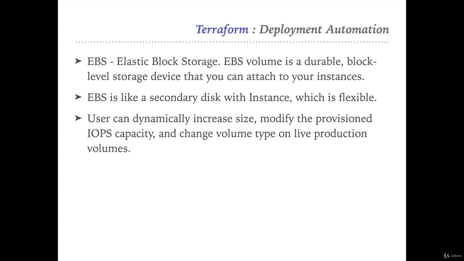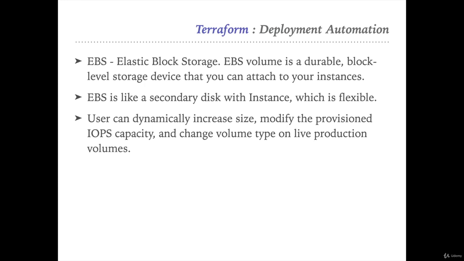We can also modify the disk input output capacity, because in AWS, the disk input output per second capacity depends on the size of the disk, right? And we can change the volume type as well. Suppose initially I have attached an SSD, but later on I realize that I need a disk of the HDD type. So we can dynamically change that disk type as well.